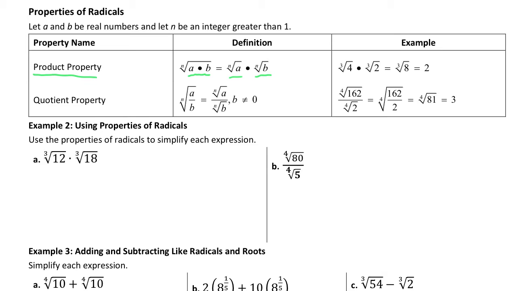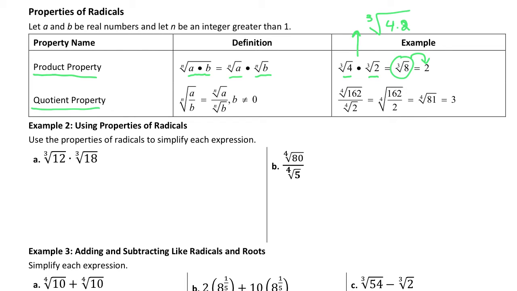So an example is the cube root of 4 times the cube root of 2 is really the cube root of 4 times 2, which is 8. That's how we get 8. The cube root of 8 is 2. But it's understanding I can write these as a single multiplication, a single product.